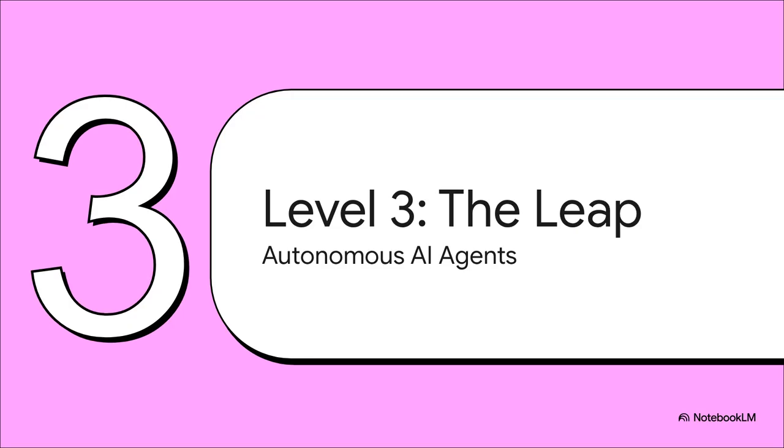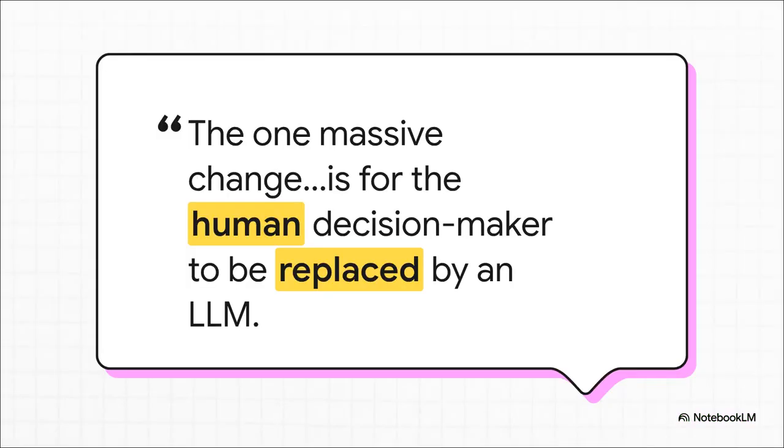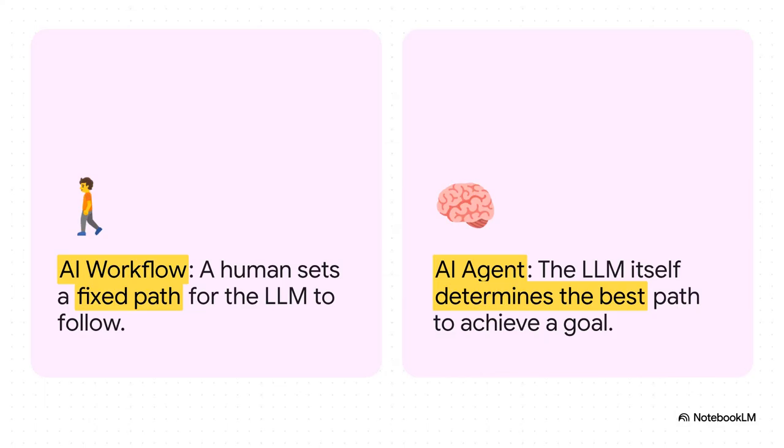Okay, and now we arrive at level 3. This is the giant leap forward. We're talking about autonomous AI agents. And believe me, this is where things get really exciting. And this brings us to what is probably the single most important sentence in this entire explainer. The one massive change that turns a workflow into an agent is when you take the human decision maker out of the loop and you replace them with the LLM itself. Let's break that down because it's a huge deal.